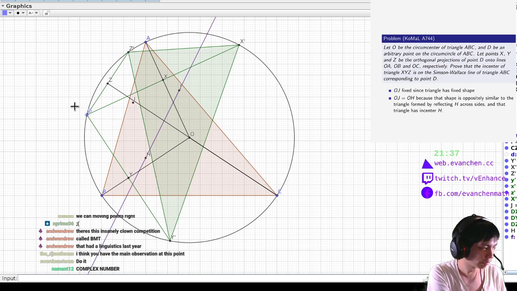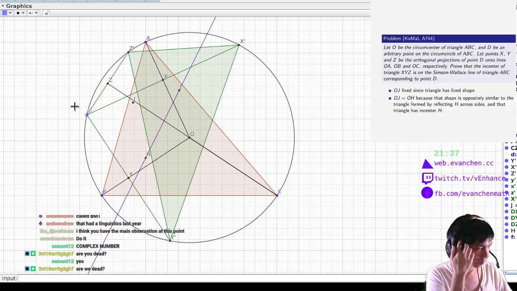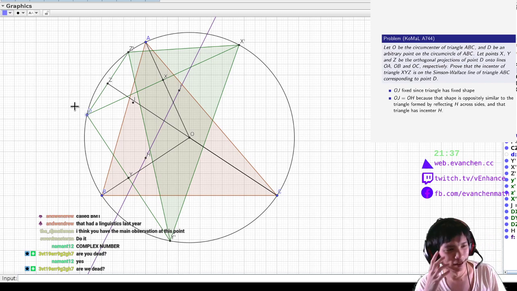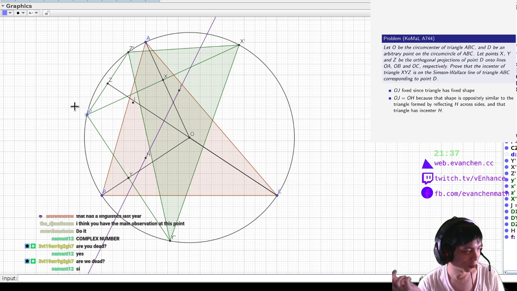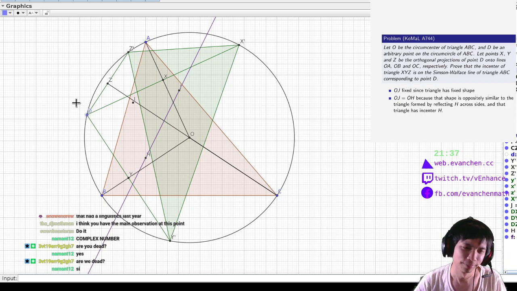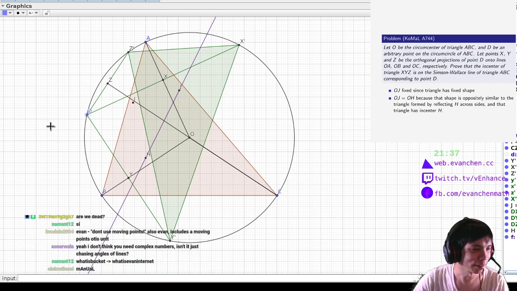Also, is my poll software just dead? Is my internet dead? Why can't I... No! Where's my poll software? How am I supposed to get a vote now? Let's see. Includes a moving points unit. Yeah, I really think the moving points unit is a mistake.